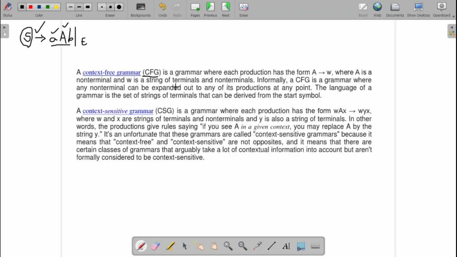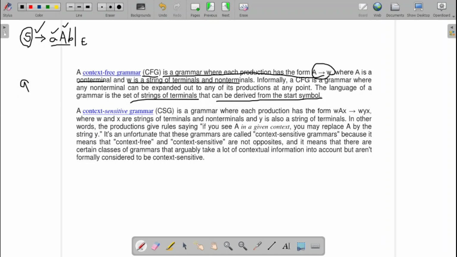The formal definition of a context-free grammar is a grammar where each production is of the form A derives w, where A is a non-terminal and w is a string of terminals and non-terminals. Informally, a context-free grammar is a grammar where any non-terminal can be expanded to any of its productions at any point. There is no rule that it should be preceded or followed by something. It can be expanded at any point of time. The language of the grammar is the set of strings of terminals that can be derived from the start symbol.